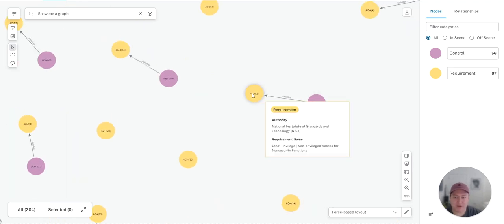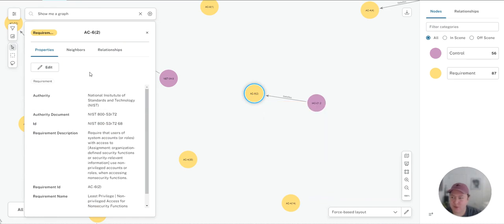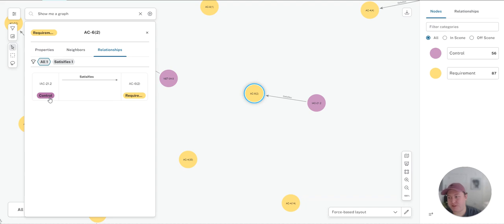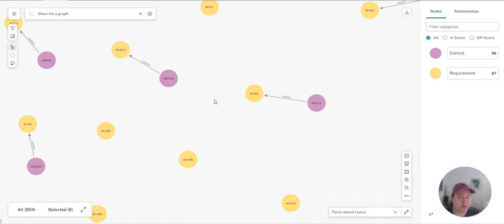This is probably a very similar control. Between this, we can look at its neighbor here. We can actually look at the relationship and see that, yep, this control satisfies this requirement. And that does not mean that the control is implemented or that we've measured that it's effectively in place or in place across the correct scope. But essentially, this is the control that meets the requirement we have, which is AC-6(2) from NIST 800-53.